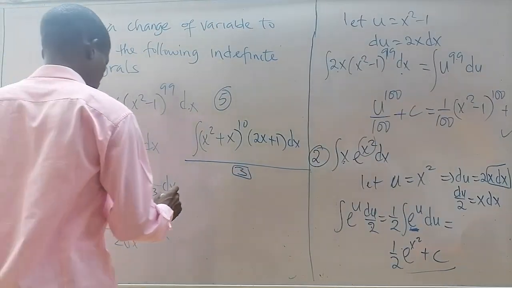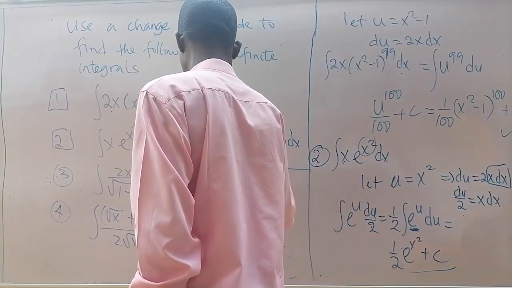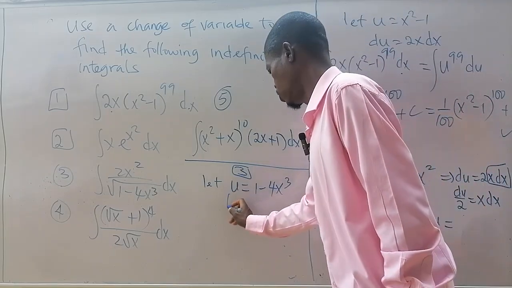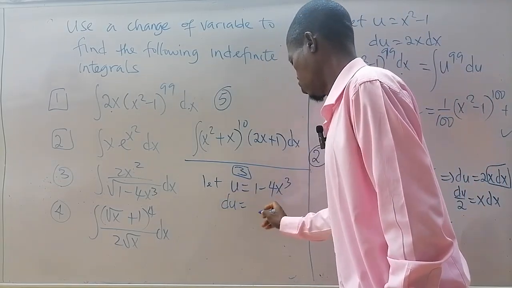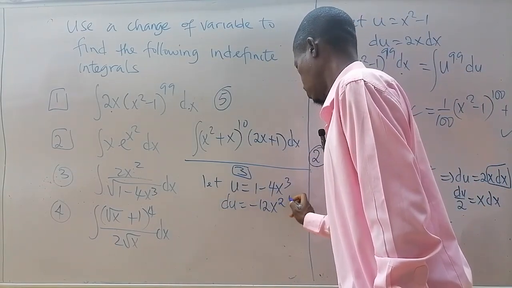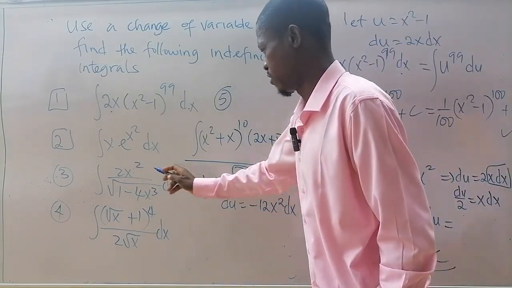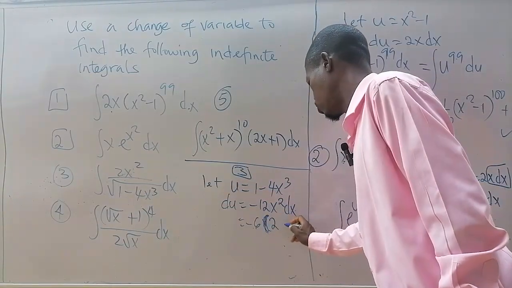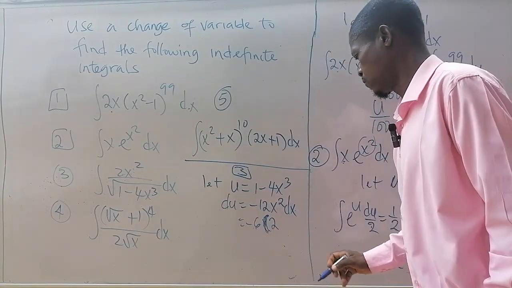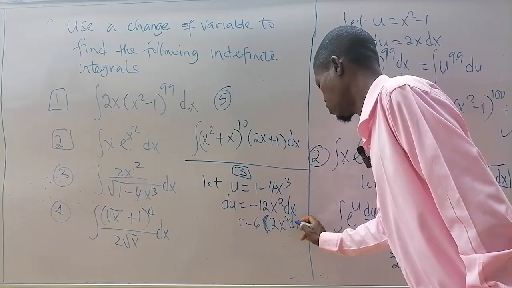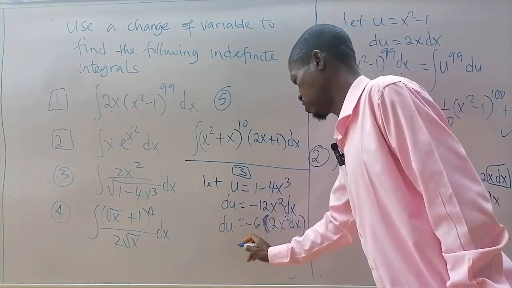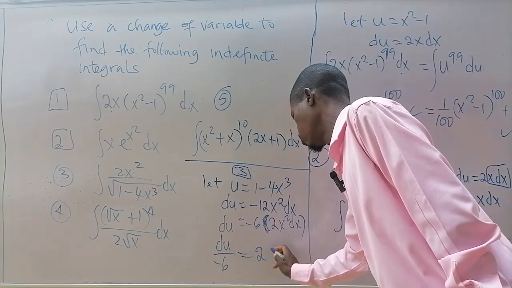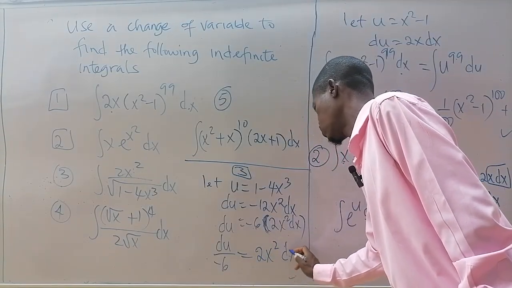The third one, let u be equal to 1 minus this. Then find your du dx. That will be equal to minus 12x squared dx. And don't forget, I'm having something similar, I'm having x squared dx. I can make it to be in form of 6 times 2. That will give me my 12x squared dx equals du. Remove this minus 6 here. So that will be du over minus 6 equal to 2x squared dx.